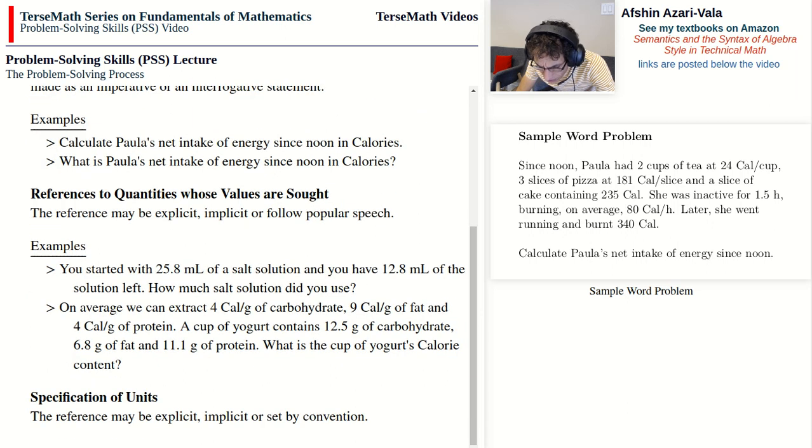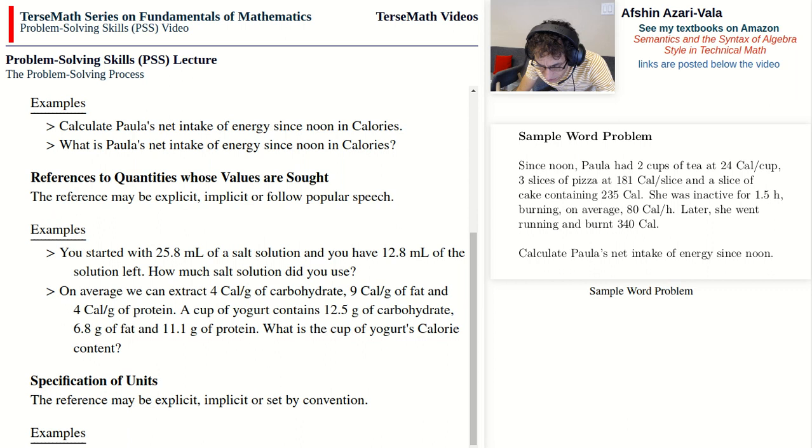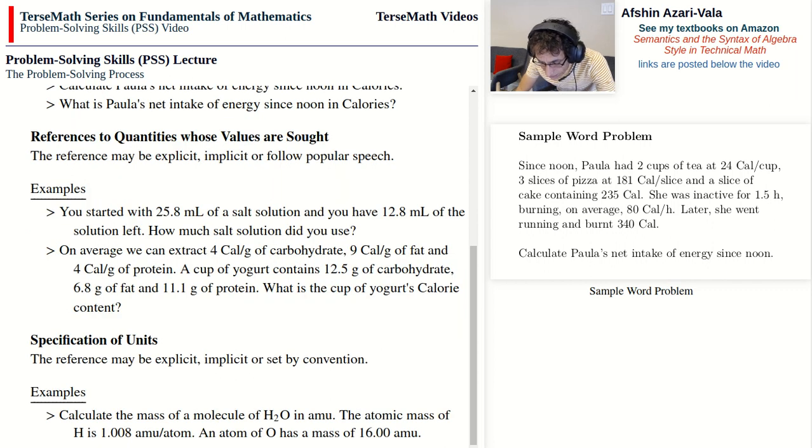Okay, so just as quantities, a word problem usually expects that the value that you compute, the value of the quantity when you compute it, uses certain units. And what units should be used? The word problem may refer to them in an explicit manner or an implicit manner, or it may be the case that convention sets the standard as to what unit should be used. A few examples on this. Calculate the mass of a molecule of H2O in AMU.